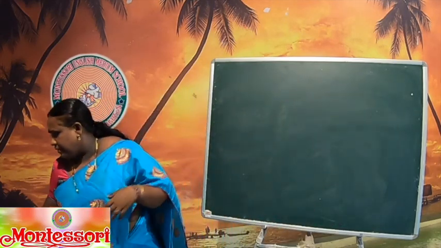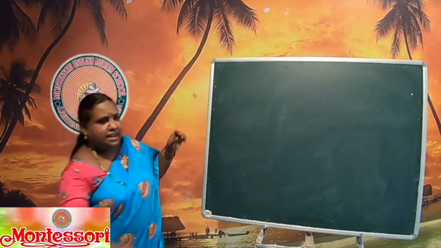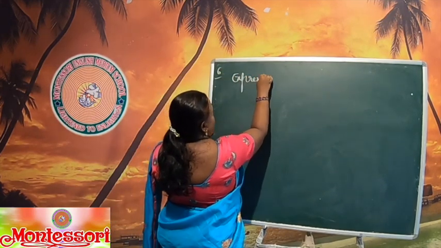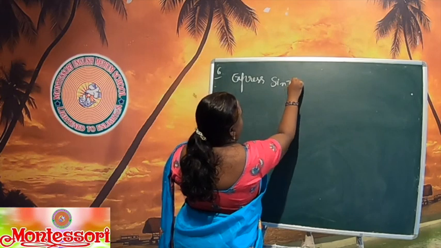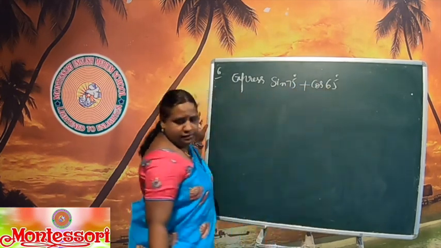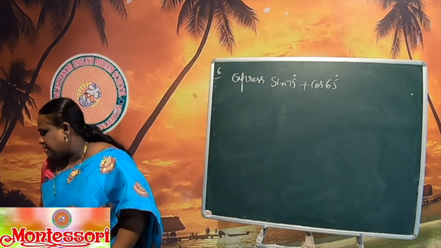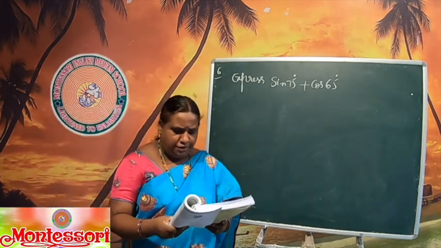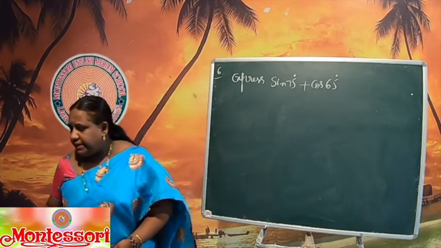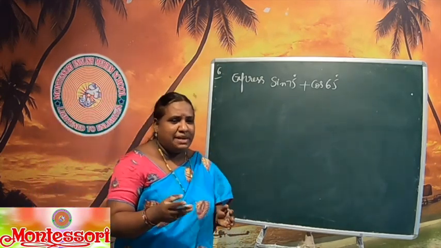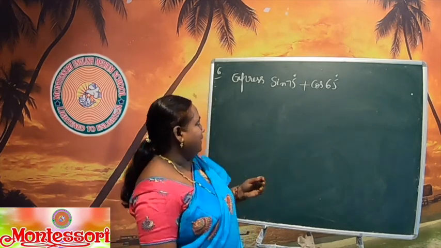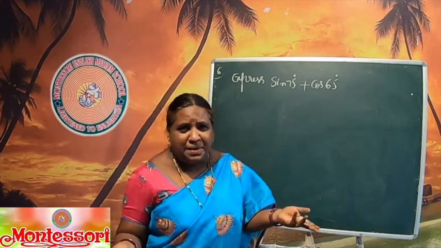The last sum: express sin 75 and cos 65 in terms of trigonometric ratios of angles between 0 and 45. Angle between 0 and 45 means less than 45, maybe from 1 to 44 or like that. The only option we have is complementary angles.